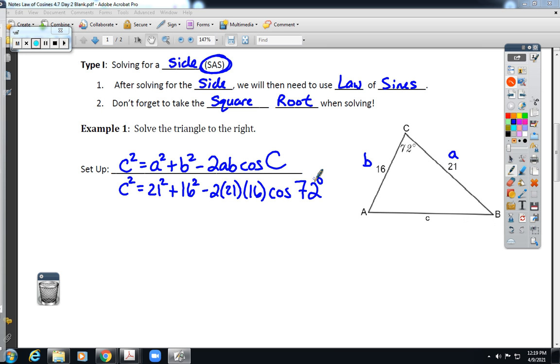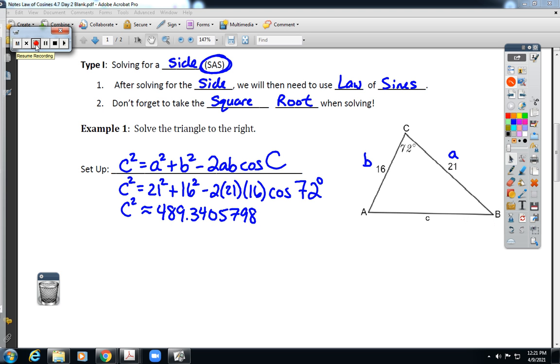Okay, we're going to take that and plug it into our calculators. Write that down and feed it into your calculator. 21 squared plus 16 squared minus 2 times 21 times 16 times the cosine of 72 degrees. And we get 489.3405798 is what my calculator shows.